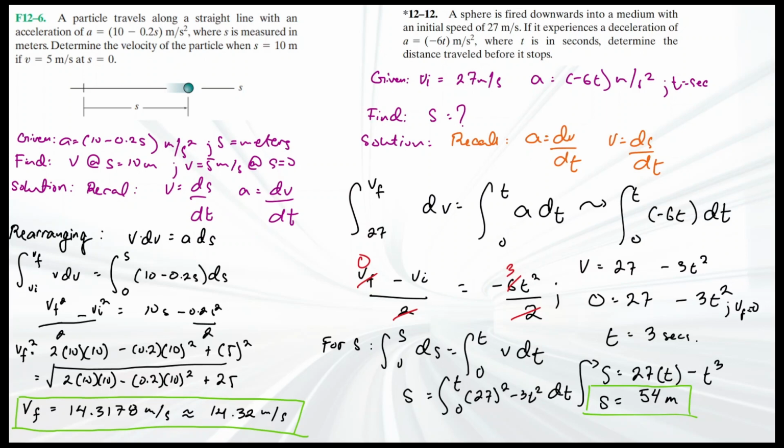There we go. I think I made a typo here. There's not supposed to be a 2 there. So my bad. Okay, and then the answer will be 54 meters. Let me just correct that one bit. I think this is slide F12-6. So there we go, and let me just erase that number 2 there. There we go.